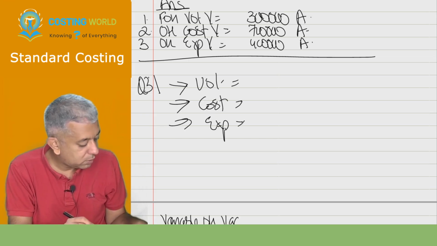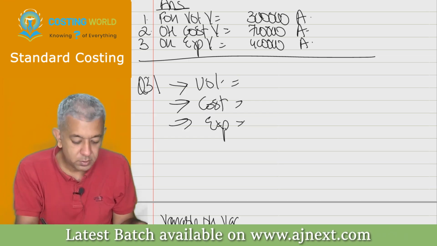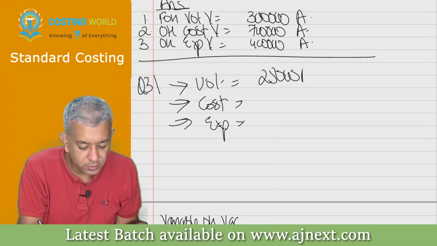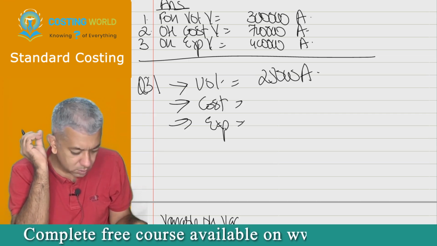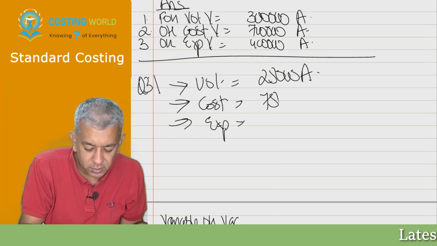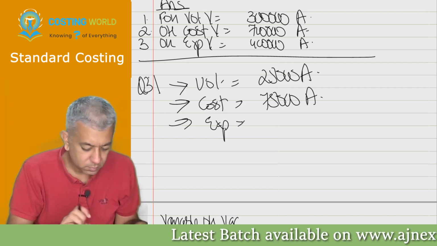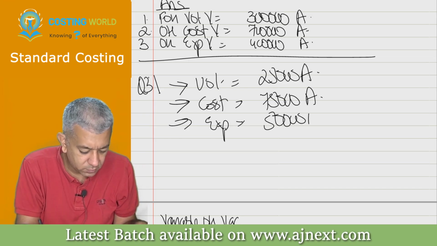Volume 20,000 minus 15,000 into 5 rupees. Volume variance is 25,000, it was? Yes, sir. Okay. Then overall cost variance will be 15,000, 2 lakh, 75,000, it was? Yes. Okay. This will be 50,000 adverse.